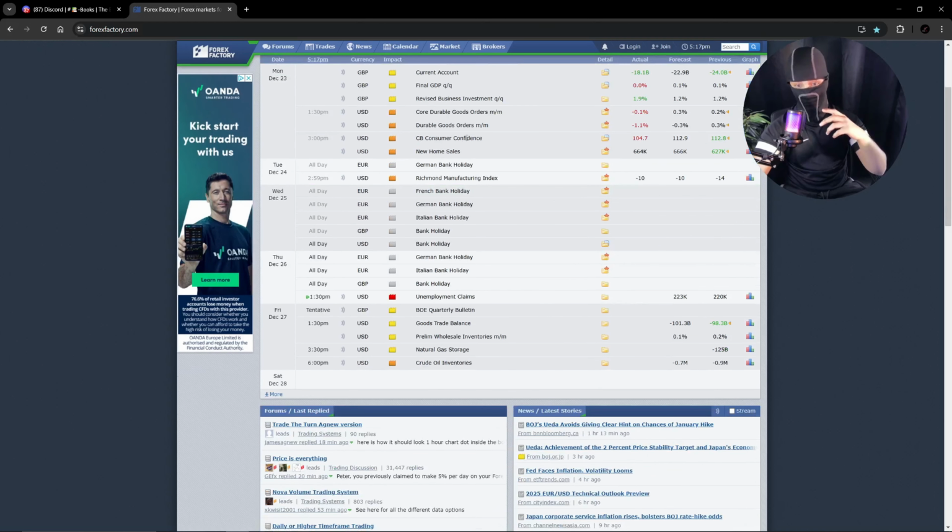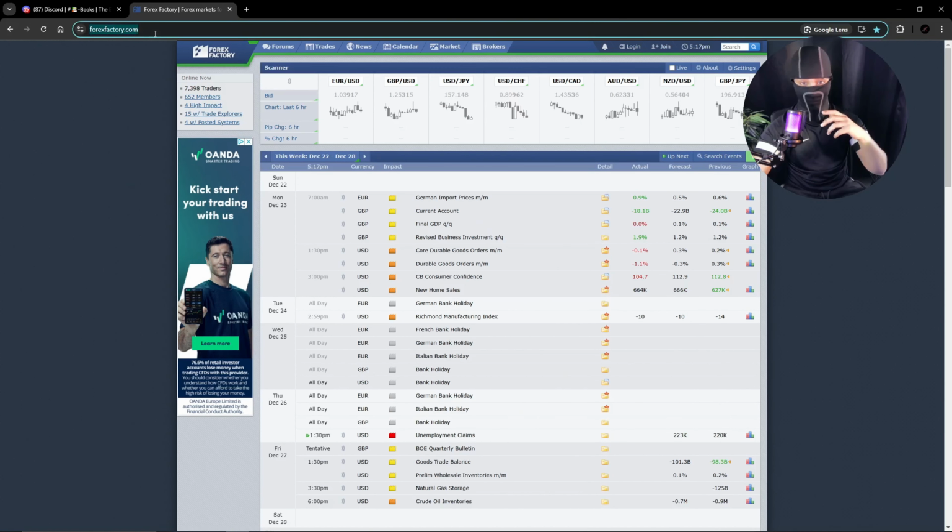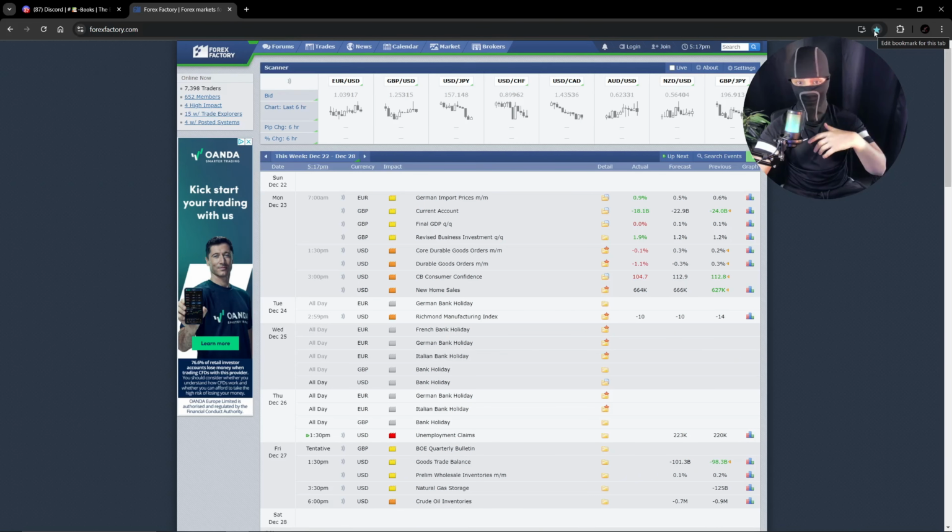But back to the point, news. Now, you guys want to go on forexfactory.com. Literally just copy and paste this link, save it somewhere, favorite it, wherever it may be. I'd say even bookmark it, but make sure you have access to this and you can check it every single day without any stress, or so that you don't forget essentially.